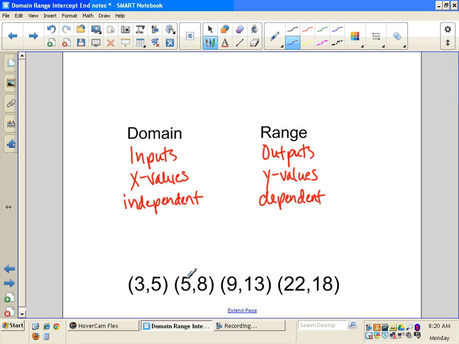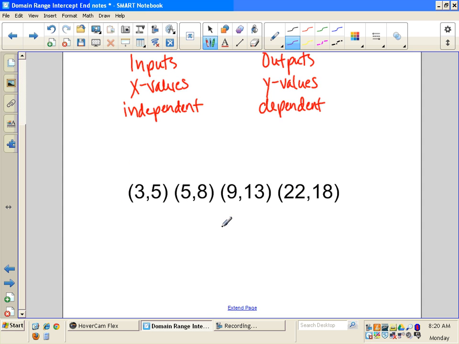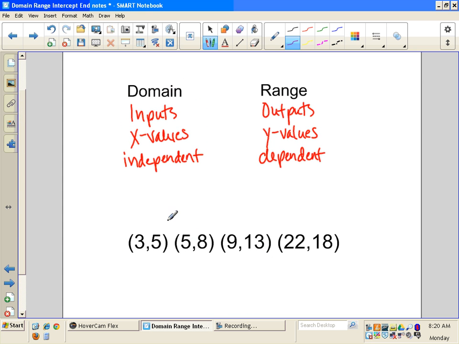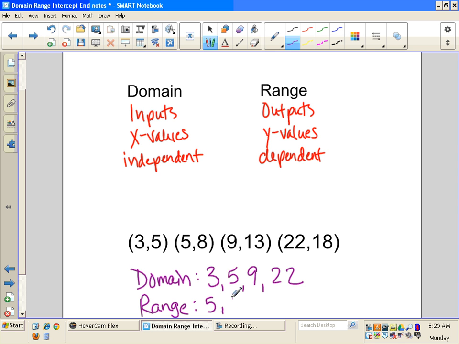So if I wanted to find the domain and range of this function here, by the way, how do I know that this is a function? There's no repeating x values. So I could say my domain is just all my x values. In this case, it's 3 and 5 and 9 and 22. And my range is my y values, 5 and 8 and 13 and 18. It's as simple as that.